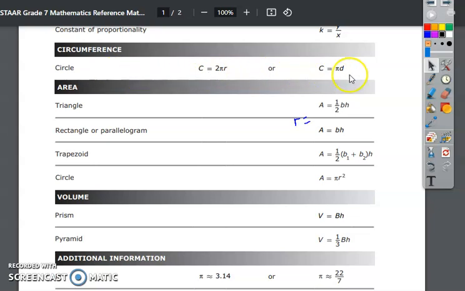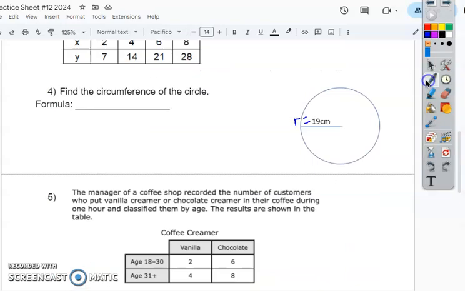Circumference. I have 2 pi r and pi d. I'm going to use c equals 2 pi r. So I'm going to put c equals 2 pi r. This 2, guys, remember, that means multiply by 2. 2 times pi times radius. 2, 3.14, radius. You multiply those 3.